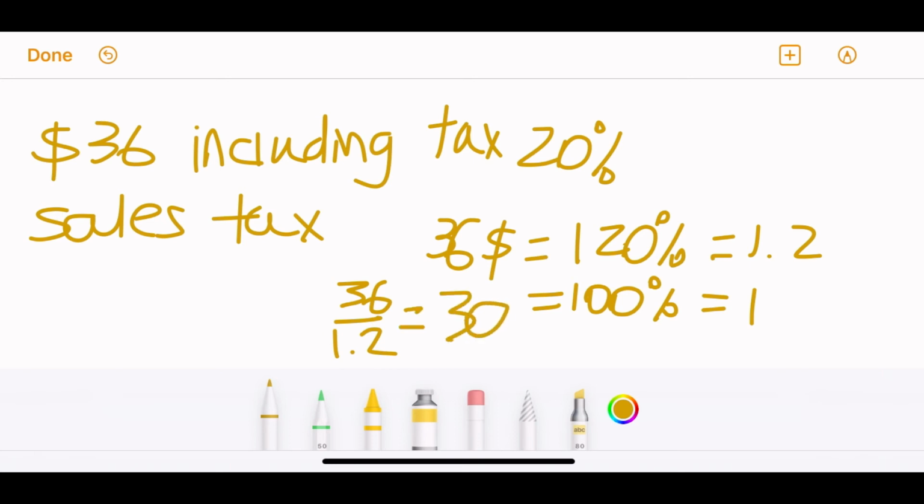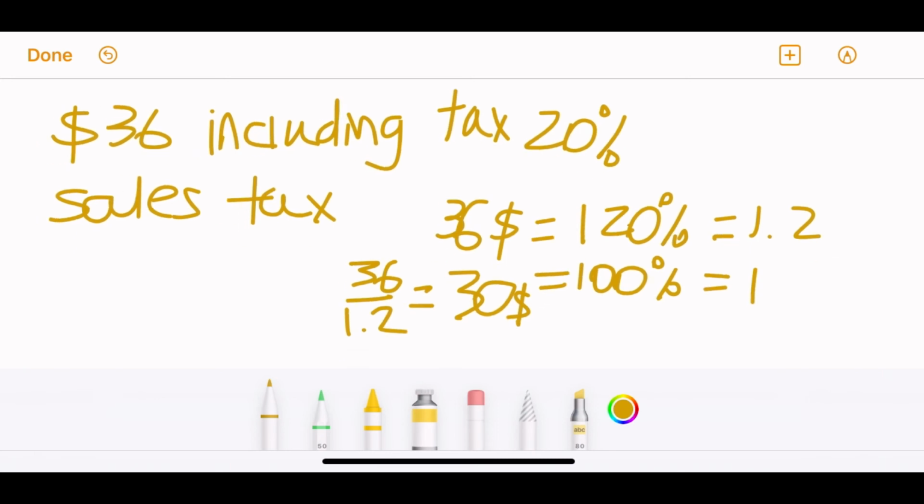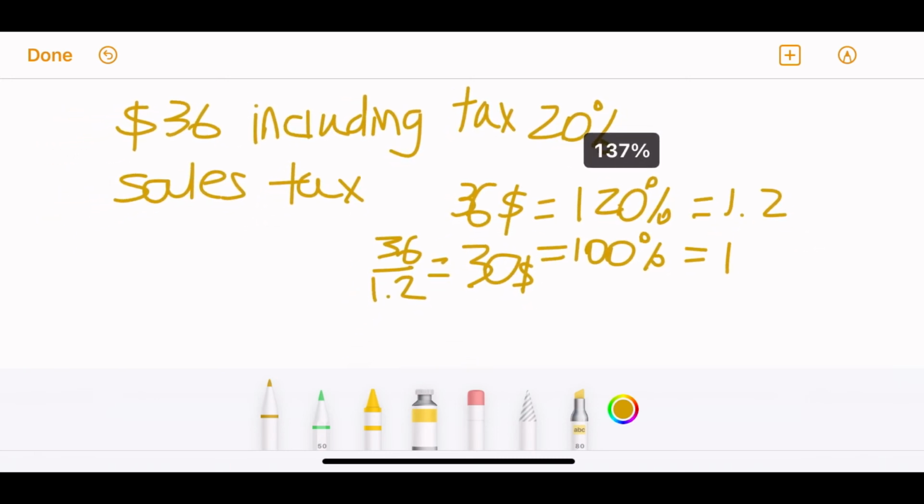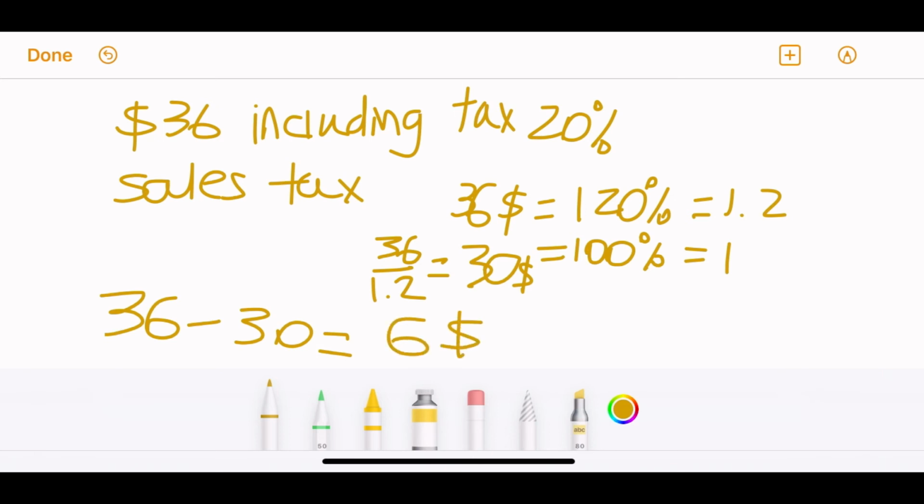So I now know that the original price without the tax is 30, and when we include a tax, it is 36. So I do a subtraction. The tax is just $6. And that's my final answer. Sales tax equals $6. And that's it with this type of questions.